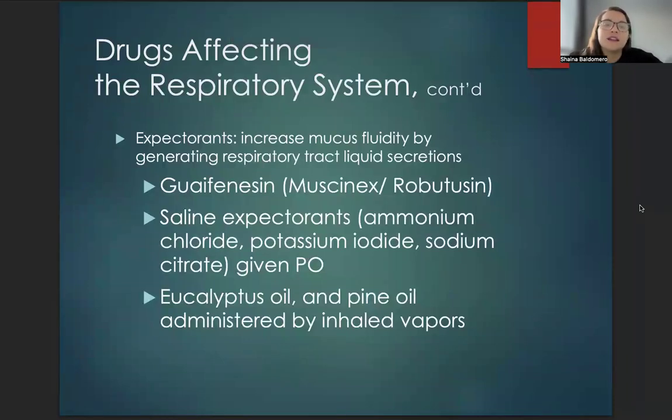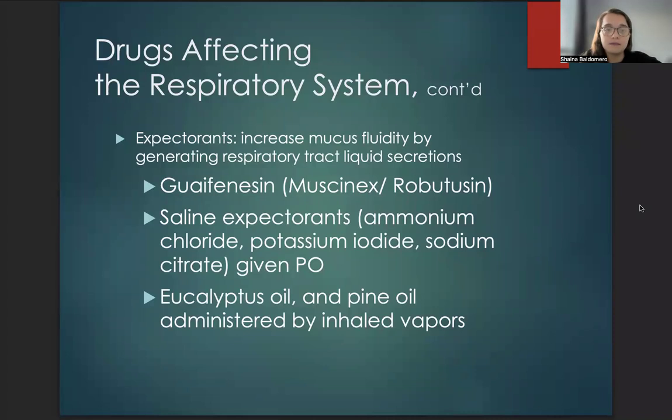More on medications affecting the respiratory system, we also have expectorants. These medications increase the mucus fluidity by generating respiratory tract liquid secretions. So same thing, it's going to help break down the mucus and help the patient cough up that mucus and get it out of their system. So guaifenesin, you've probably heard of guaifenesin because that is the active ingredient in Mucinex and Robitussin. Those are over-the-counter medications for humans. So yes, we can use guaifenesin in animals.